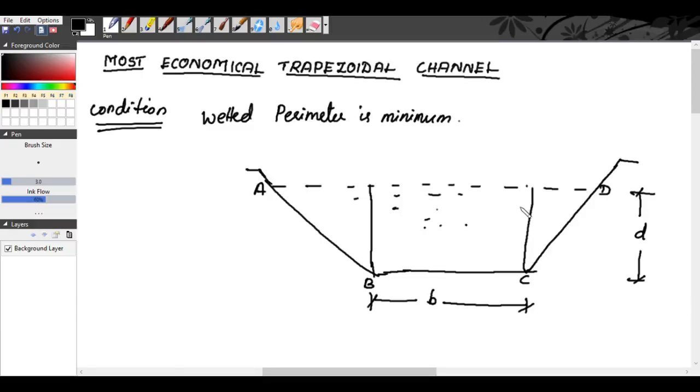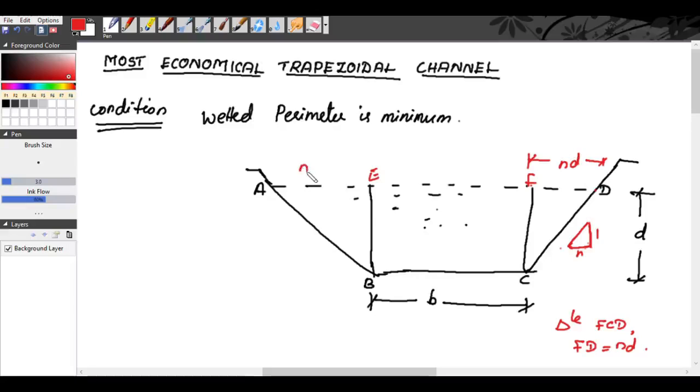So now let us assume the side slope of the channel is 1 vertical to n horizontal. Okay. So if it is 1 vertical to n horizontal, take this triangle with points E and F. Take triangle FCD. FD will be equal to, see, if vertical is 1, horizontal is n. Here the vertical is D. So the horizontal will be ND, right? So FD is equal to ND.